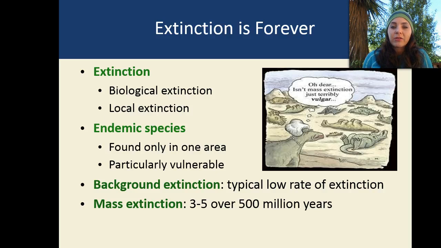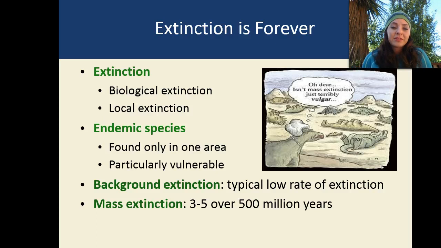So again, biological extinction, all of the individuals in one species on Earth have gone extinct. They are no more. Local extinction, all of the organisms of one species have gone extinct in a location. So for example, on the entire continent of North America, a specific species went extinct, but it might be still surviving somewhere in Australia or something like that.